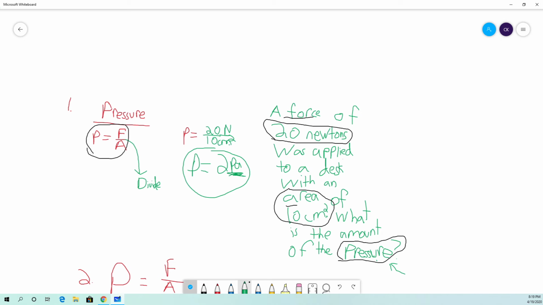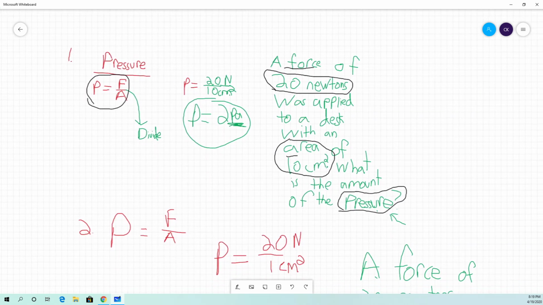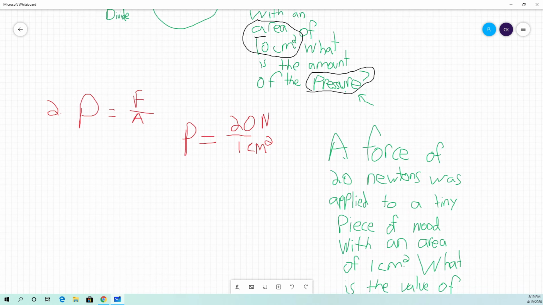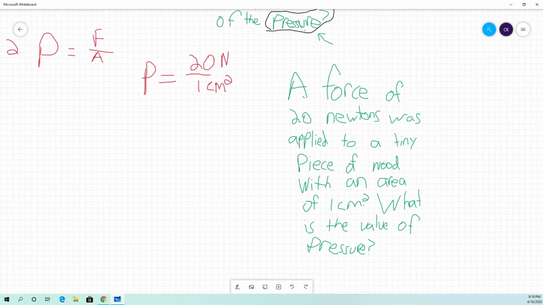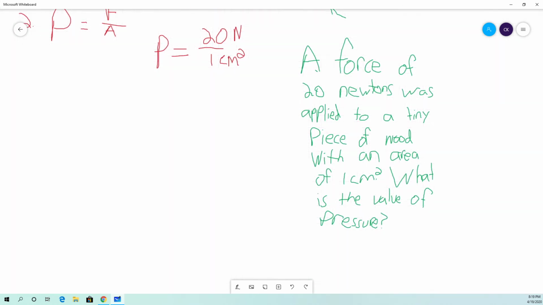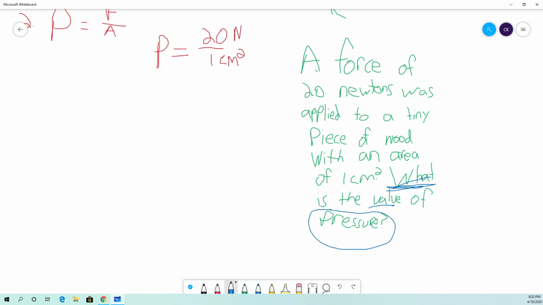Okay, now we're going to go to problem 2. The next problem reads, a force of 20 newtons was applied to a tiny piece of wood with an area of 1 centimeter squared. I then want to know what is the value of pressure. So again, the first thing I do, I look for the unknown. What am I being asked to find? What is the value of pressure? So I want to know what pressure is.